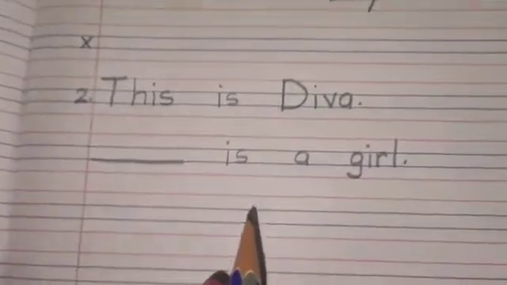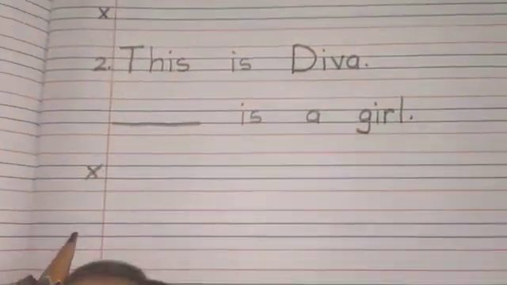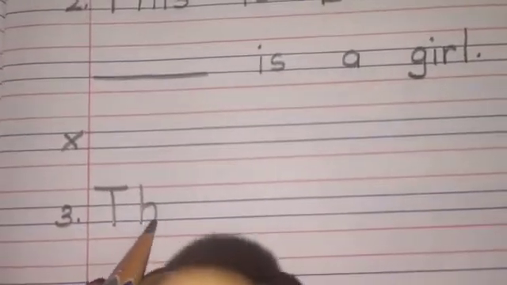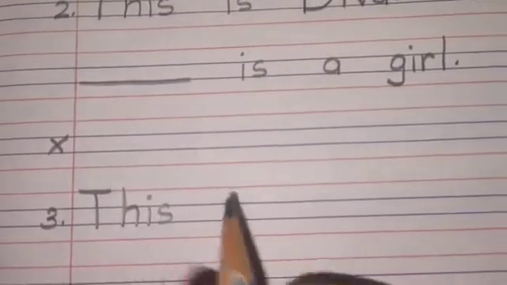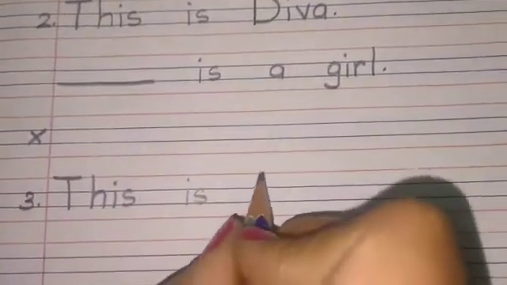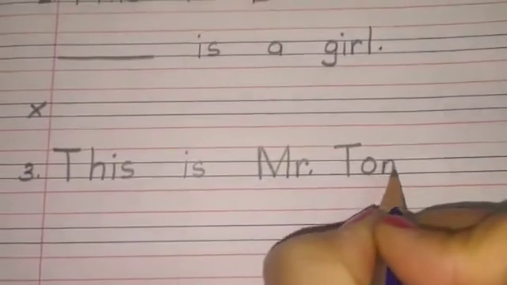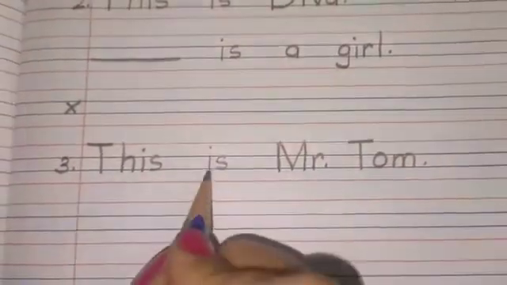So children, you do the same with me also, okay? Now again, next line we have to leave it blank. So we'll put a cross, and then underneath that we will write number 3 and full stop. Then we will start with capital T, H, I, S. This, one finger space, is, one finger space, capital M, small r, and a dot for Mr. Then we will write capital T, O, M. Full stop. This is Mr.